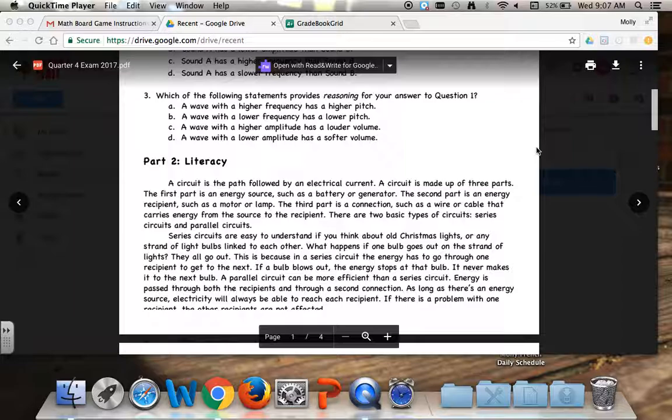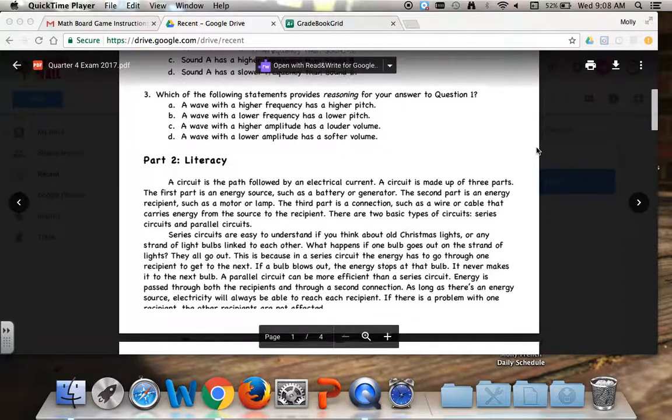Number 3. Which of the following statements provides reasoning for your answer to question 1? A. A wave with a higher frequency has a higher pitch. B. A wave with a lower frequency has a lower pitch. C. A wave with a higher amplitude has a louder volume. Or D. A wave with lower amplitude has a softer volume.